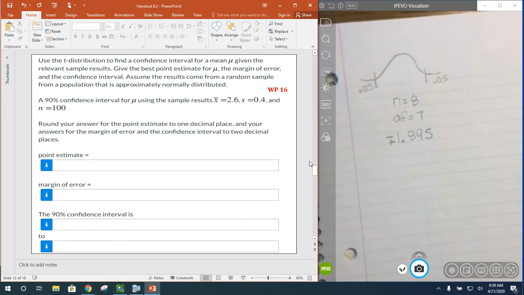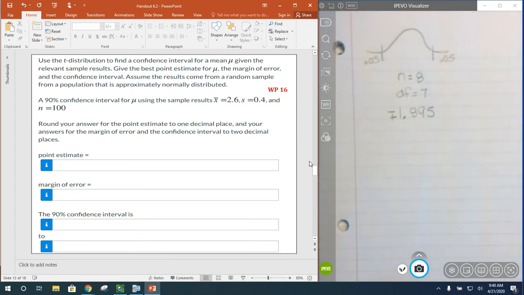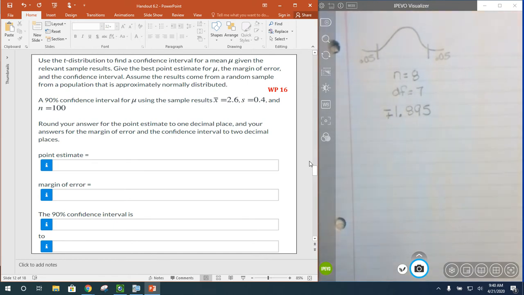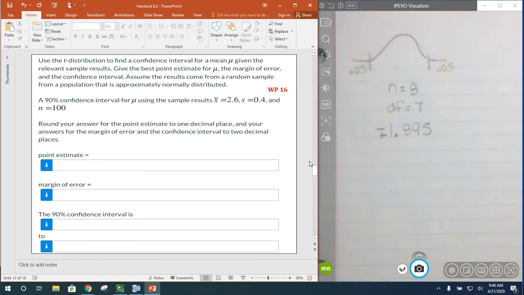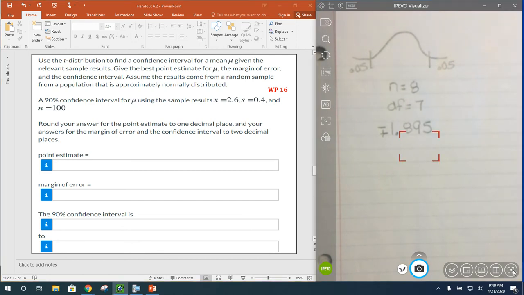Use the t-distribution to find the confidence interval level for mu given that the relevant sample results give the best point estimate for mu, the margin of error, and the confidence interval. Assume that the results come from a random sample from a population that is approximately normal. So we have what we need telling us this is approximately normal, and you're okay. Let's scoot this down just a little bit. I'm just not sure why my camera is so fuzzy today.